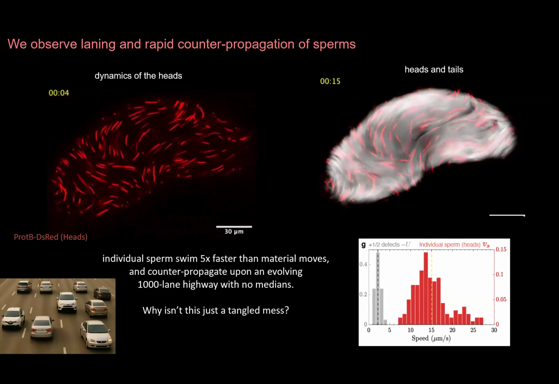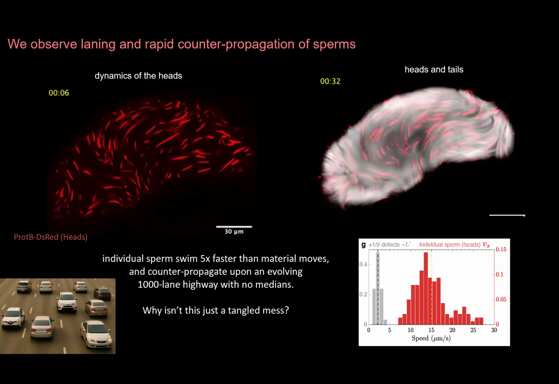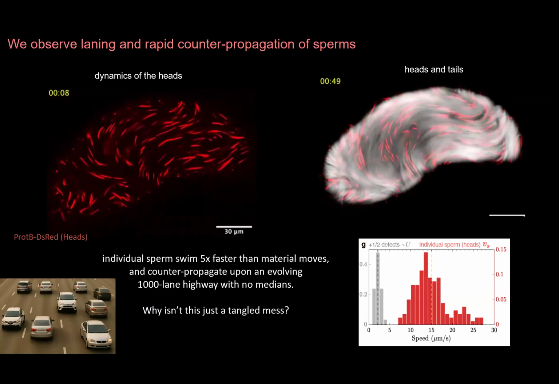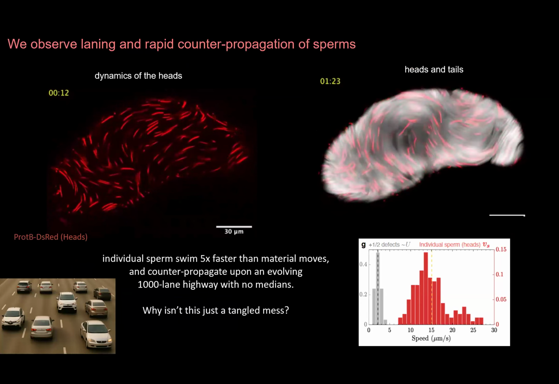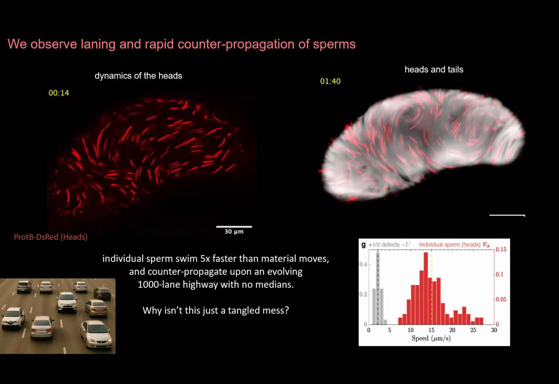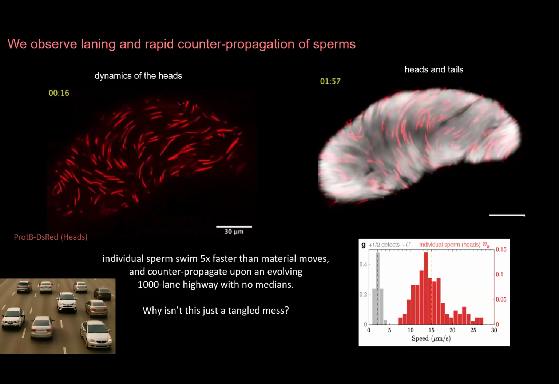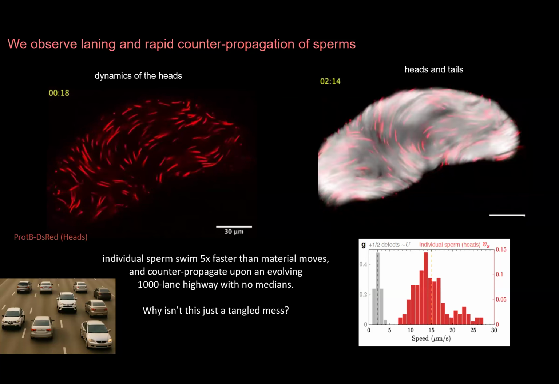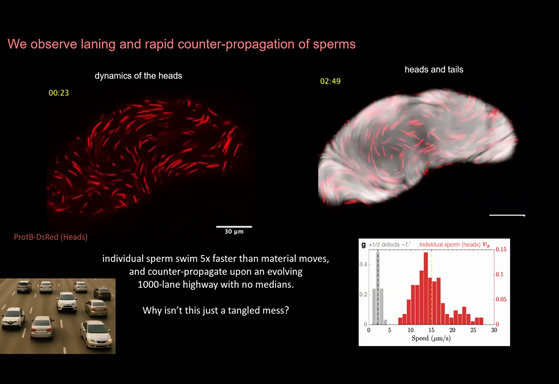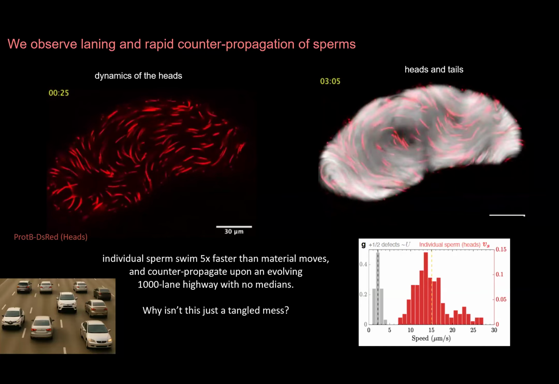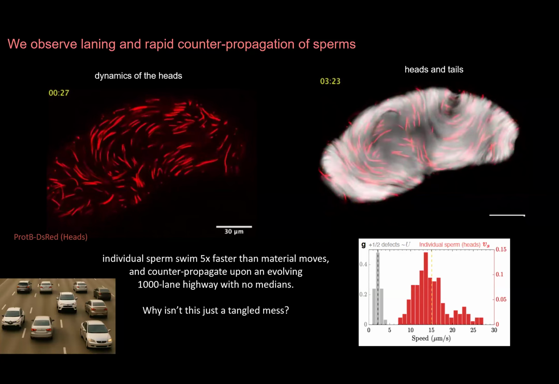And there's the heads on the left and the heads and the tails together. What you find is that the heads are moving about 5 times faster than the apparent material speeds, which you just take one of these defects and you see how fast it's moving. The heads are moving about 5 times faster. So this is a material whose microstructure is zipping around really fast relative to how fast the material moves.